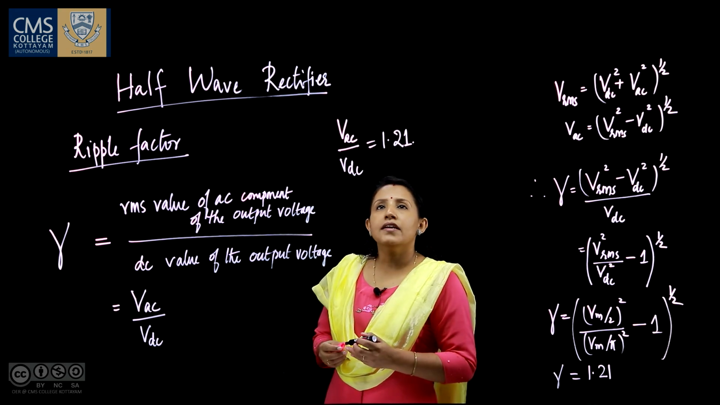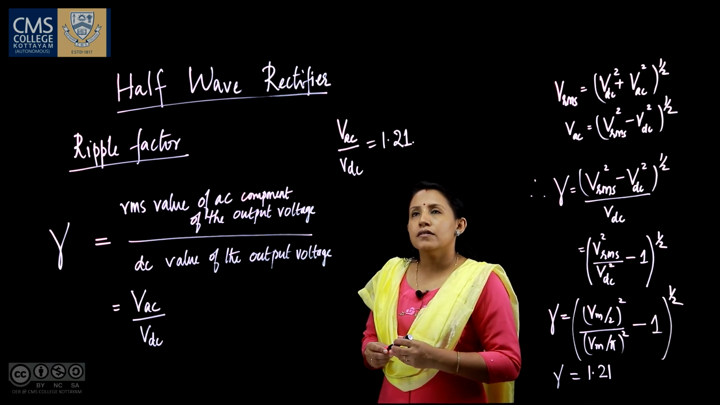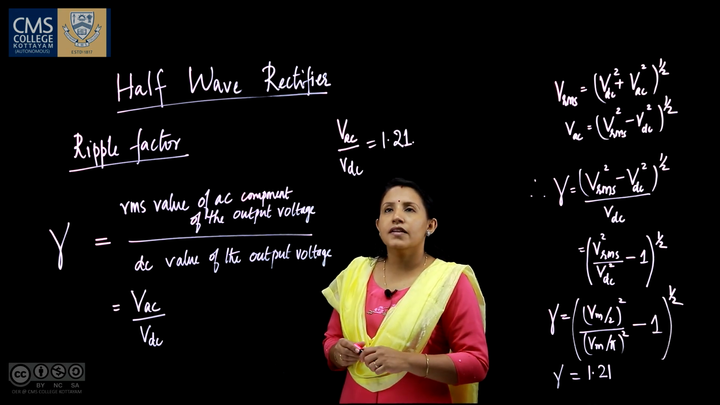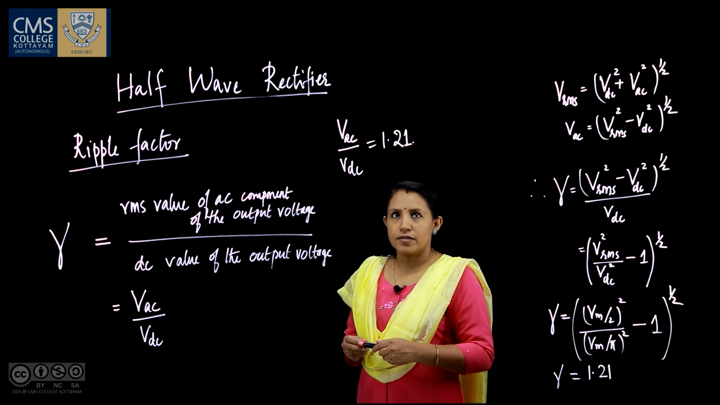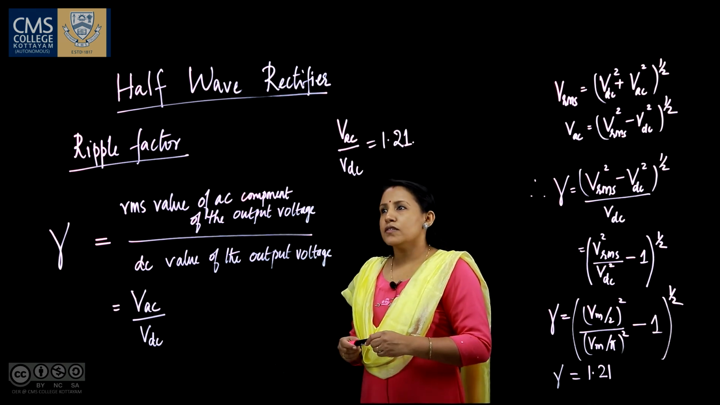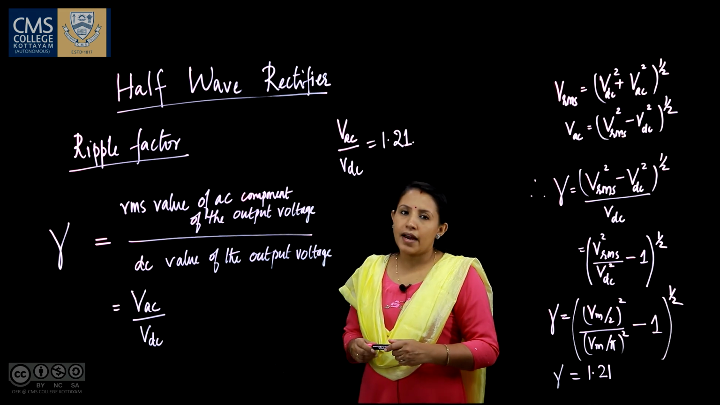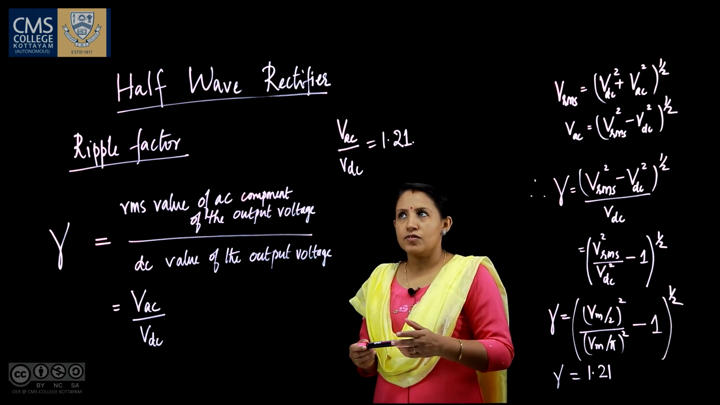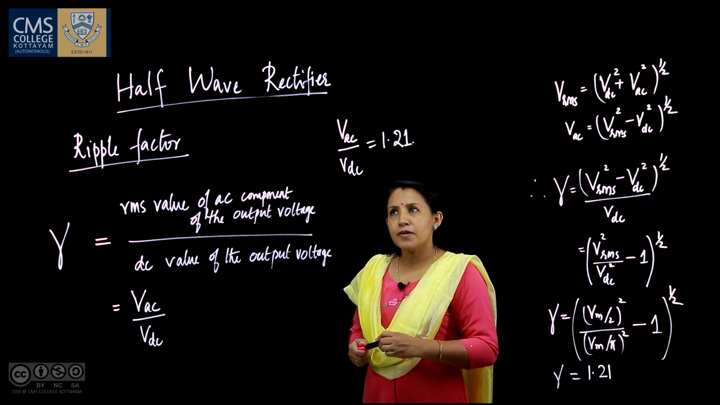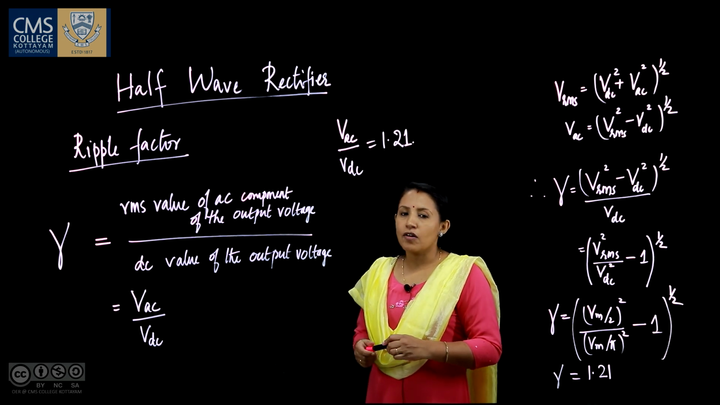The result shows that in a half wave rectifier, the AC component is greater than the DC component. We can reduce ripple in a half wave rectifier by adding filter circuits to it. For practical purposes, the half wave rectifier is not desirable.